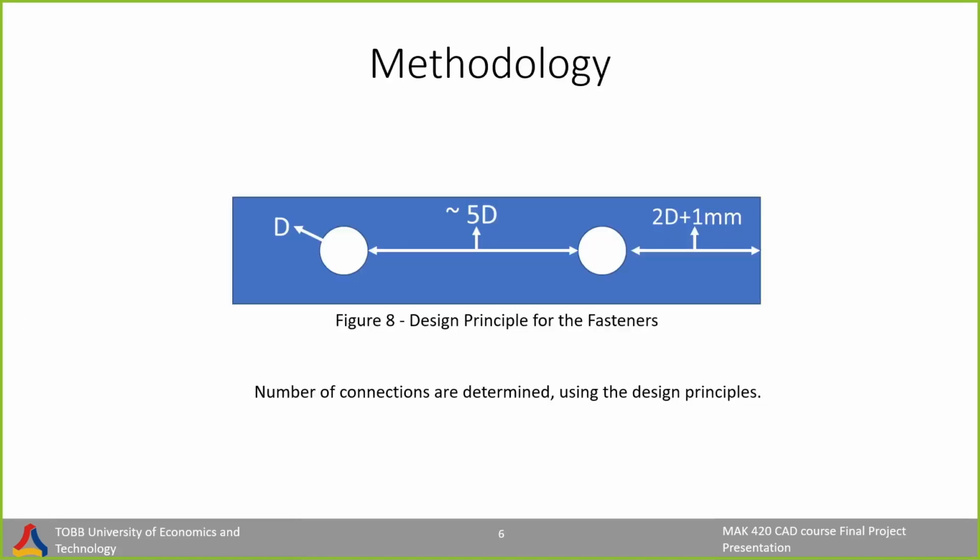In figure 8, design guidelines for the fastener distances are presented, which specify certain distances that must be maintained between fasteners to ensure proper stability of the structure. Specifically, there needs to be a distance between 4 to 6 times the diameter between two fasteners. The distance between a fastener and the edge of the design space should be 2 diameters plus 1 millimeter, and the diameter of each fastener should be a diameter. By following these design principles and taking into account the dimensions of the design space, the number of fasteners required can be determined.